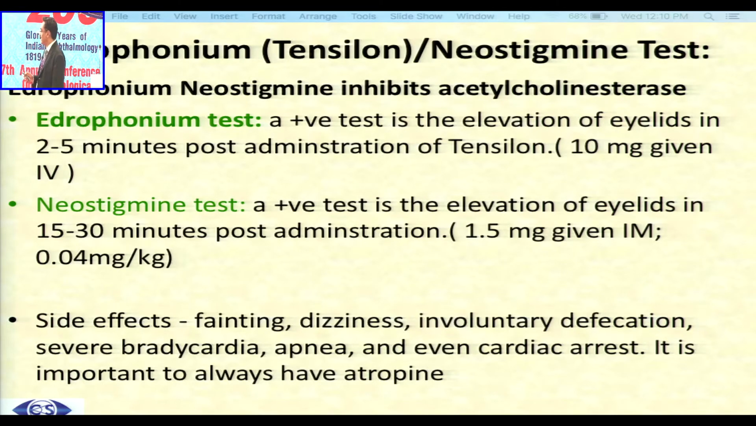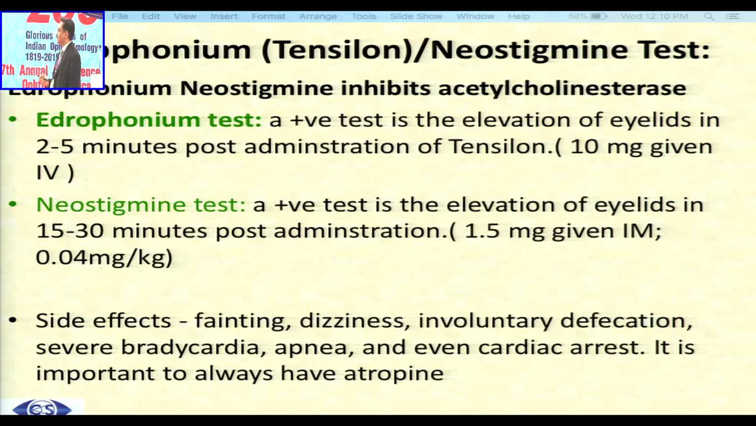So how is the neostigmine test done? Maximum dose is 1.5 milligram. It is given 0.04 milligram per kg body weight, IM, and check the effect after 15 to 30 minutes. Before giving neostigmine, better to give IV atropine just to counter the side effects of neostigmine. So first apply a cannula, give IV atropine, then inject neostigmine IM, maximum dose 1.5 milligram, check the effect, take a photograph pre-neostigmine and post-neostigmine and check them after 15 to 30 minutes. There will be improvement in ptosis if it is positive.